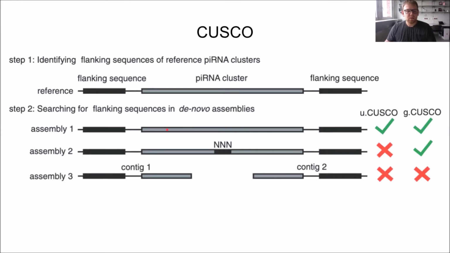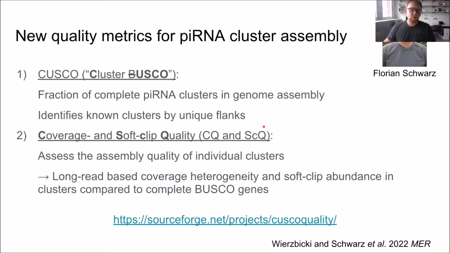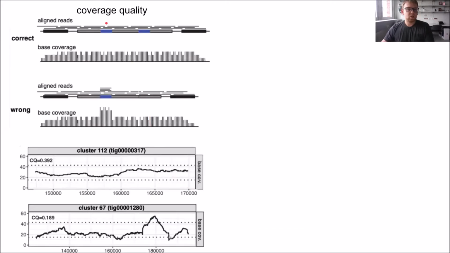But next, it could still be that we have some misassemblies, even in a gapless assembled piRNA cluster. So we approach this problem with two further metrics that use the long read alignment of those reads that were actually used to assemble these long read assemblies. And there we look for two patterns, namely the coverage of the long read alignment, as well as the soft clipped reads that align to the clusters. Soft clipped reads are reads that do not fully align to a query, but some part is not able to align, and this could suggest also misassemblies. And we compare these patterns in clusters against patterns in complete Busco genes of the assembly.